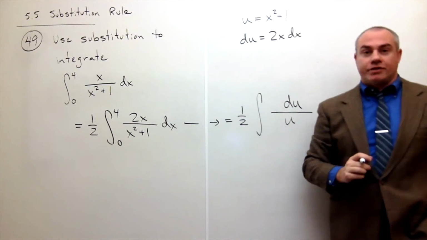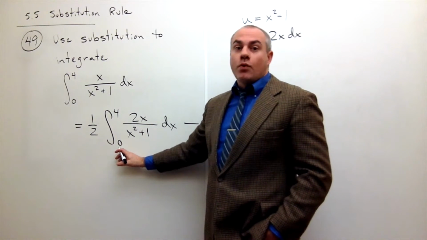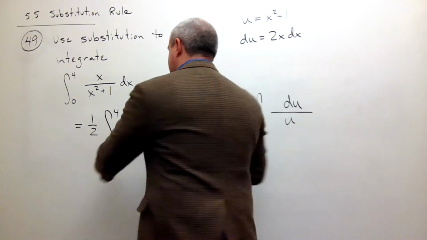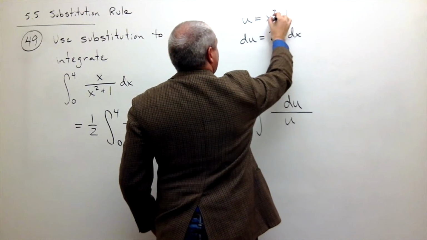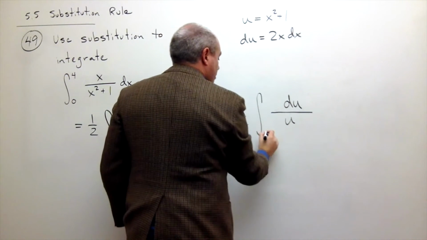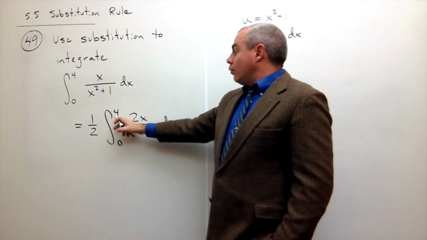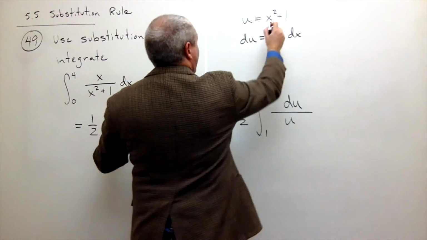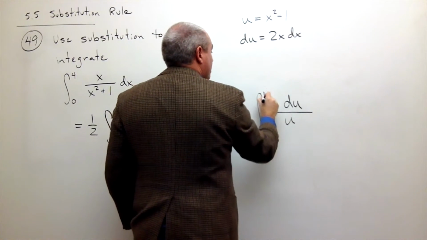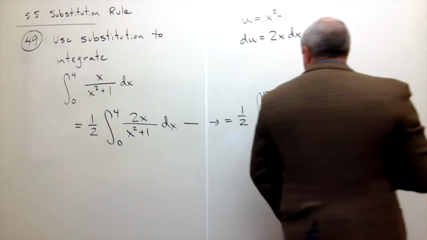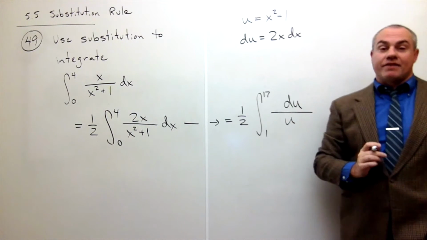But I still haven't filled in my limits of integration. So I need to ask, okay, x's start at 0, so where do the u's start? If x is 0, what is u? It's 0 squared plus 1, which is 1. And if x is 4, what is u? 4 squared is 16, plus 1 is 17. So instead of integrating from 0 to 4, now I'm integrating from 1 to 17.